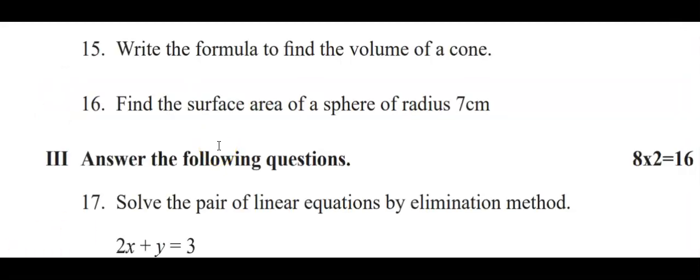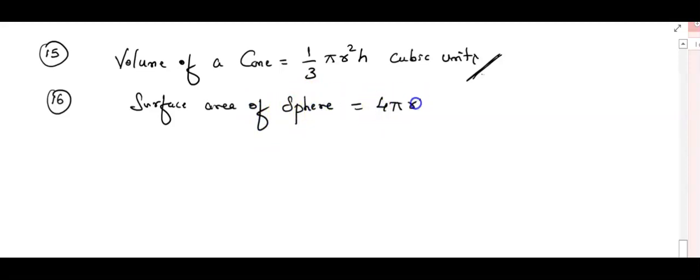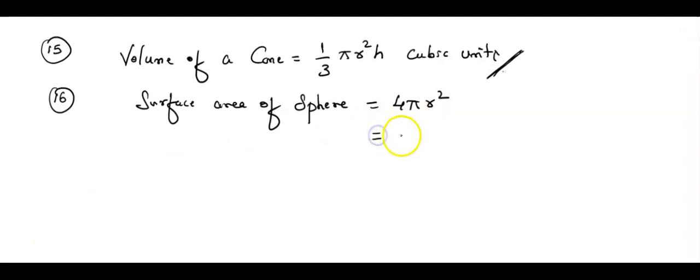Next question number 16. Find the surface area of a sphere of radius 7 centimeter. To find the surface area of a sphere, we have the formula: surface area of sphere is equal to 4 pi r square. That is equal to 4 into the value of pi is 22 by 7 into the radius is 7 centimeter, so 7 square can be written as 7 into 7. 7 gets cancelled.